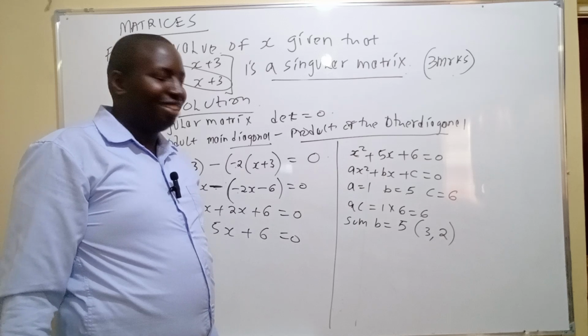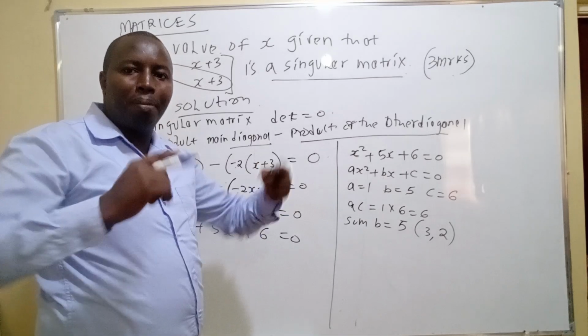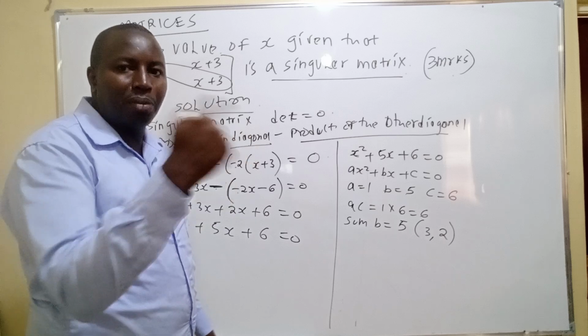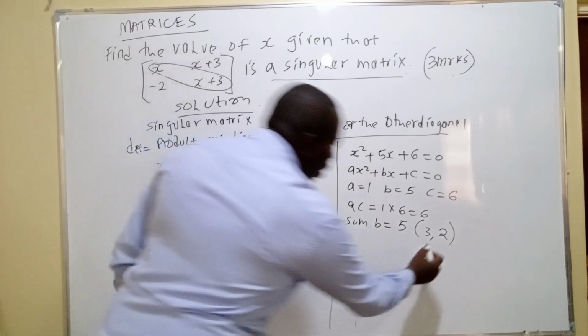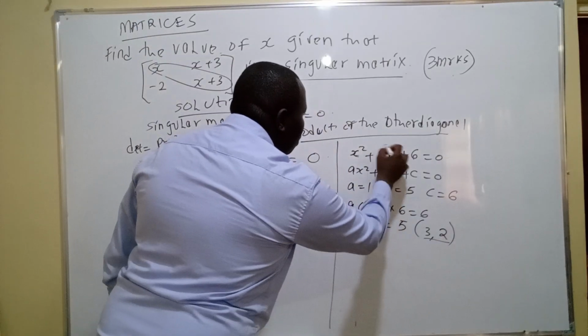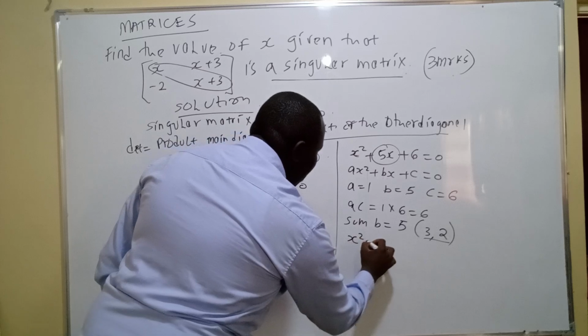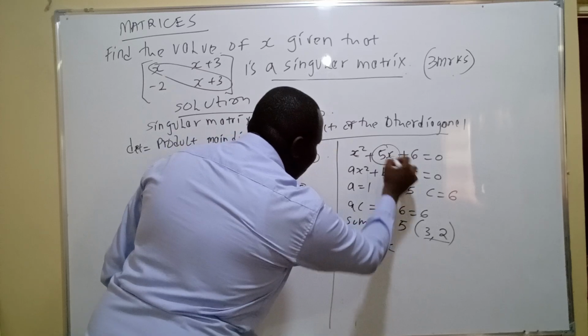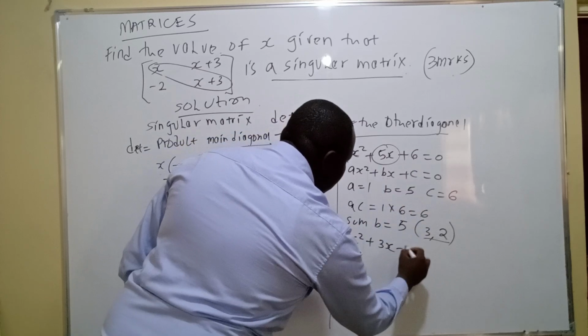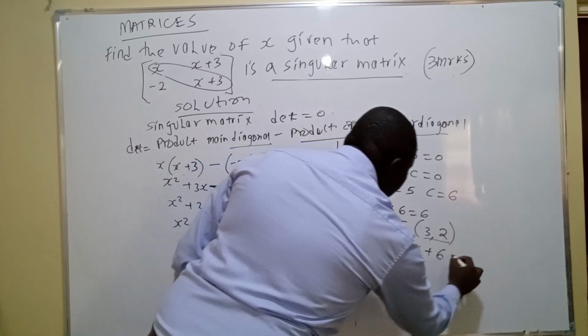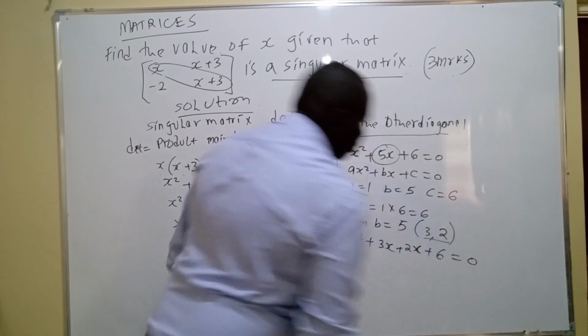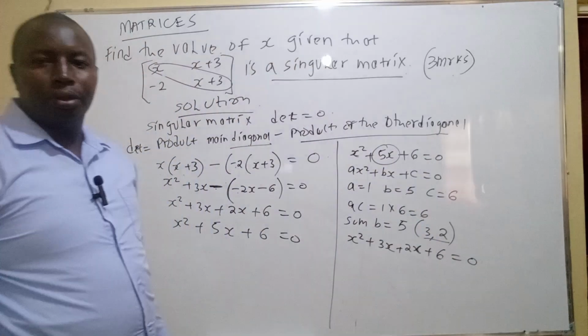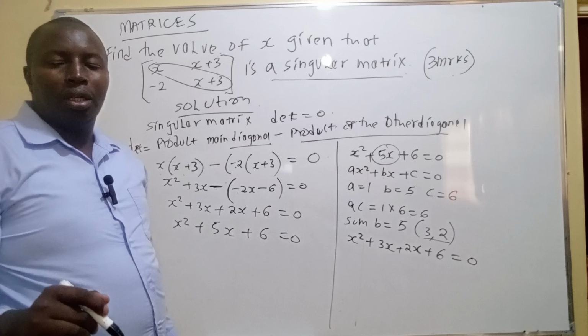As a mathematician, you must know which are these two numbers. The product should be positive, and the sum should be positive. So therefore, 3, 2. Now you replace this: you factorize x squared plus 3x instead of 5x. You write 3x plus 2x, plus 6 is equal to 0.